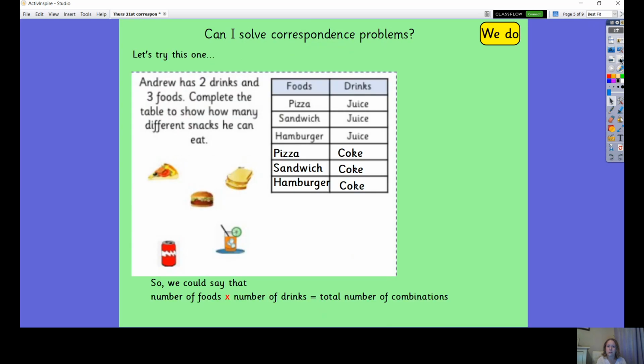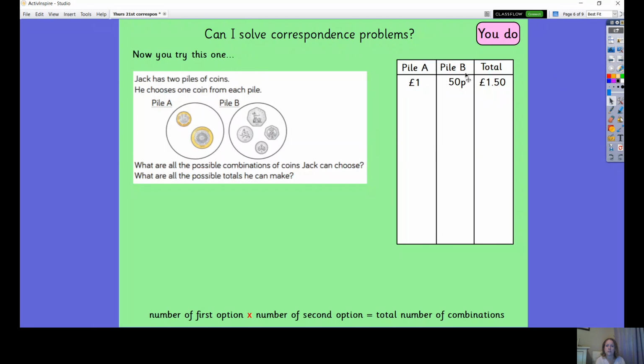So the next thing we're going to do is have a look at this one, and you're going to have a go. This is a you-do-one now, bearing in mind what I've just said. So Jack's got 2 piles of coins. He chooses 1 coin from each pile. So he's going to choose a coin, either a £1 coin or a £2 coin from pile A, and then he's got to choose one coin from pile B. What are all the possible combinations of coins Jack can choose? What are all the possible totals he can make?